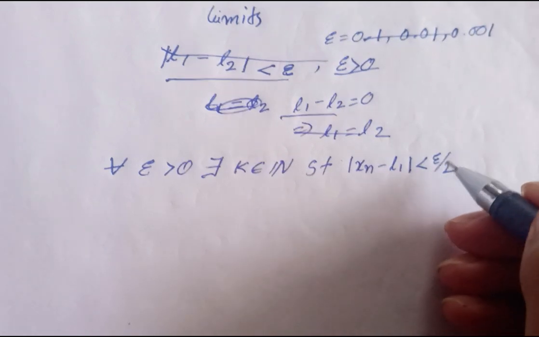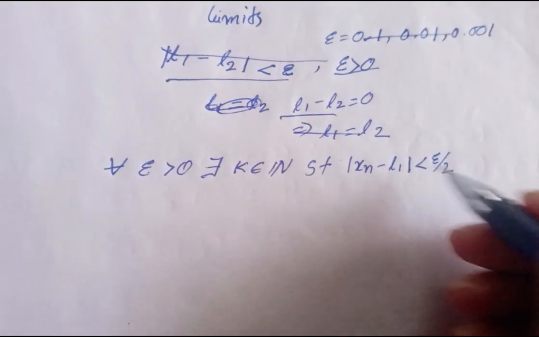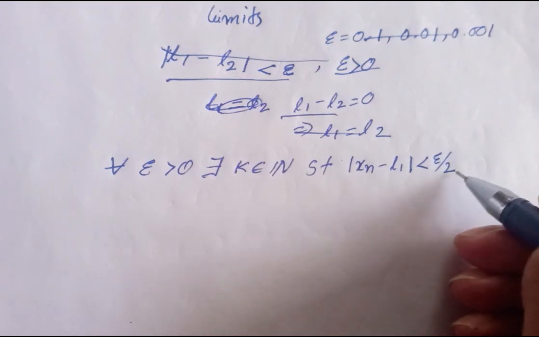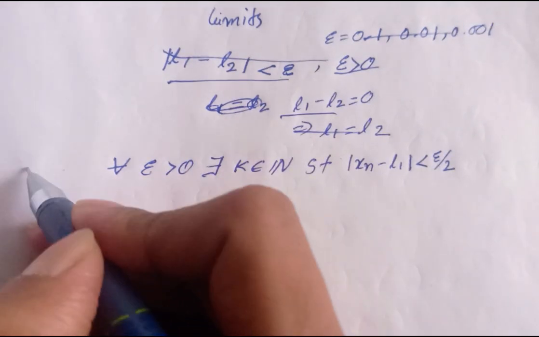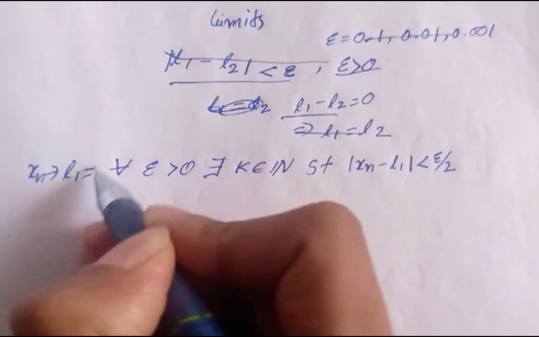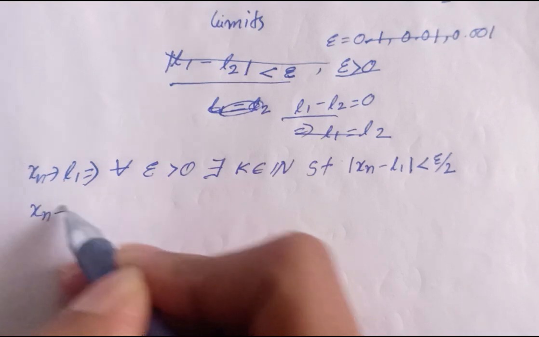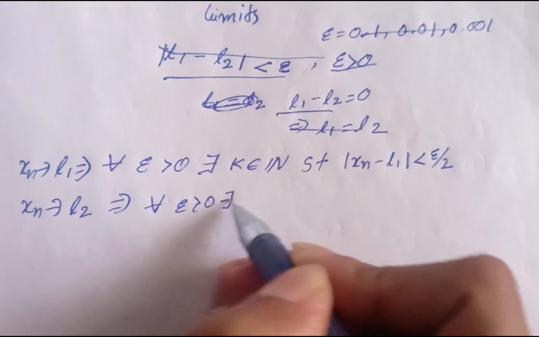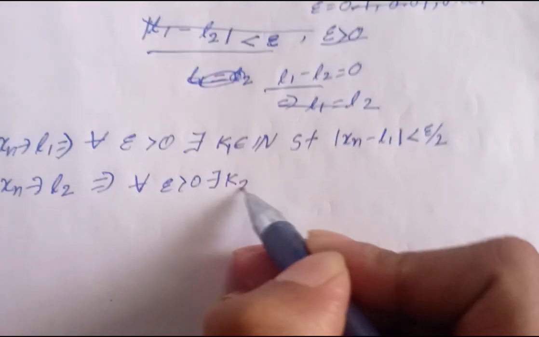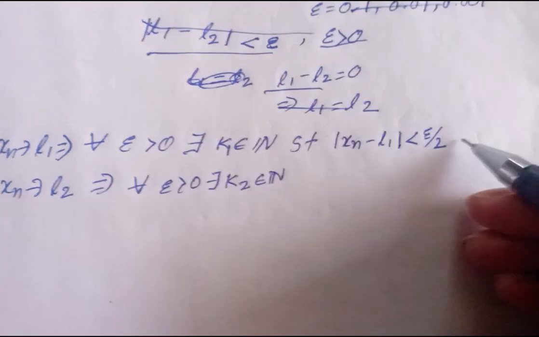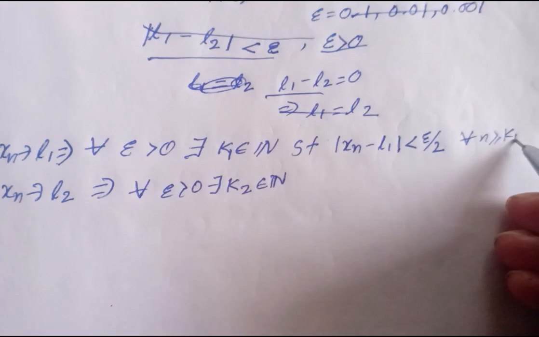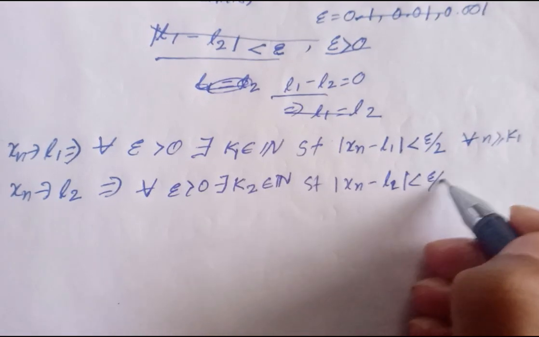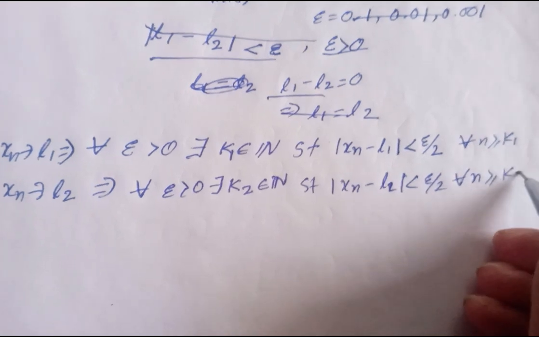It is not necessary that we take epsilon by 2. We can take any variant of epsilon; I have taken epsilon by 2, you can choose epsilon by 3. This holds for all n greater than or equal to k1. And xn converges to L2, so in the same way there exists k2 such that mod of xn minus L2 is less than epsilon by 2 for all n greater than or equal to k2.